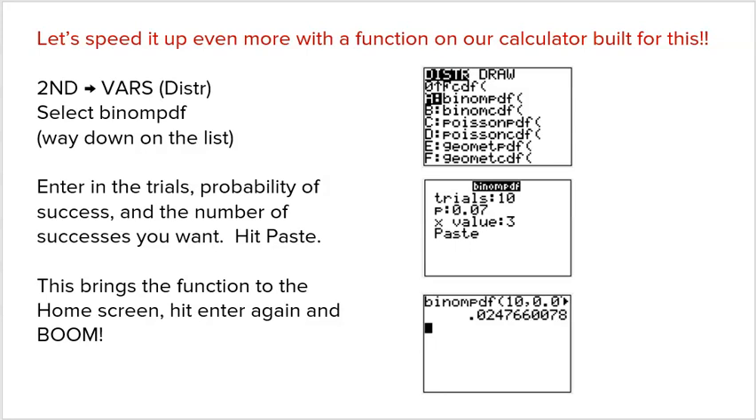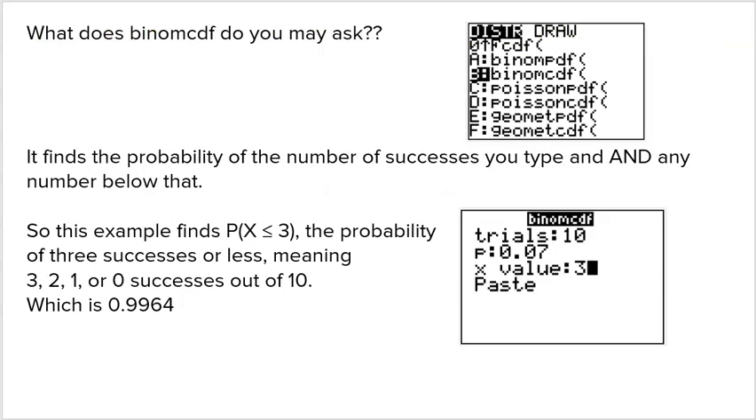We love it. Now you might be noticing that directly underneath Binomial PDF is Binomial CDF. Let me explain what Binomial CDF does. First, Binomial CDF will find the probability of the number of successes you type and any number below that. So if I choose Binomial CDF and I type in 10 trials, probability of success is 0.07, and I type in a 3. Binomial PDF will do the probability of exactly 3. But a CDF will do 3 or anything less. So it'll do the probability of 3 or 2 or 1 or 0, and it will add them all together.